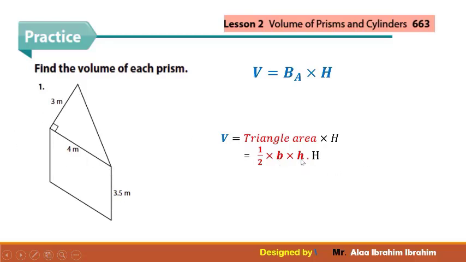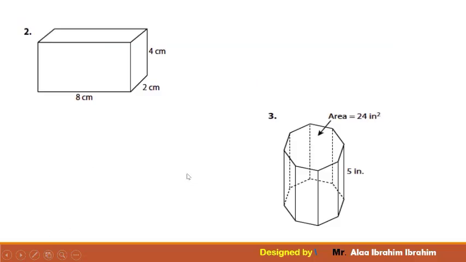This is the height of the prism, and this is the height of the triangle. So I have two heights. This is the base and the height of the triangle, and this is the height of the prism, 3.5. Okay? So I substitute everything now. B is 4, the triangle height is 3, and the height of the prism is 3.5. So this one, I think, is clear and easy. But remember, we're dealing with bases, so you have to know the area of some bases.